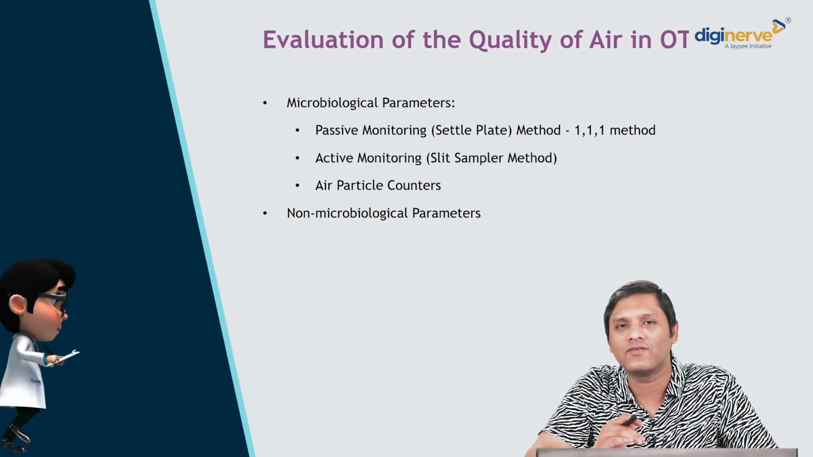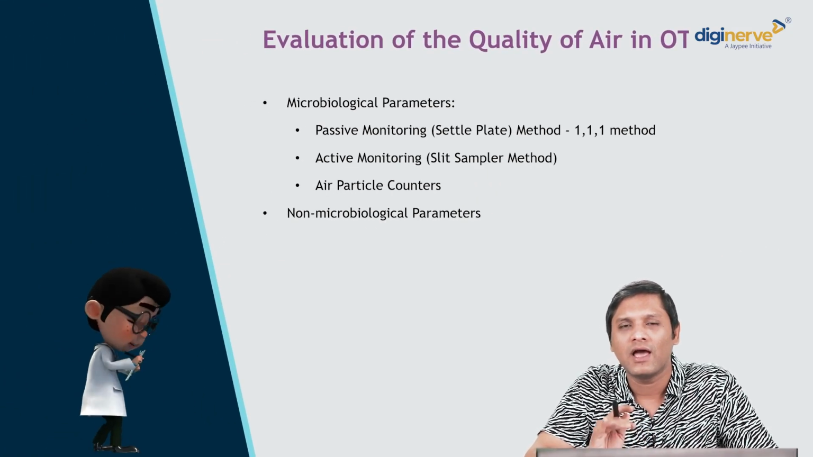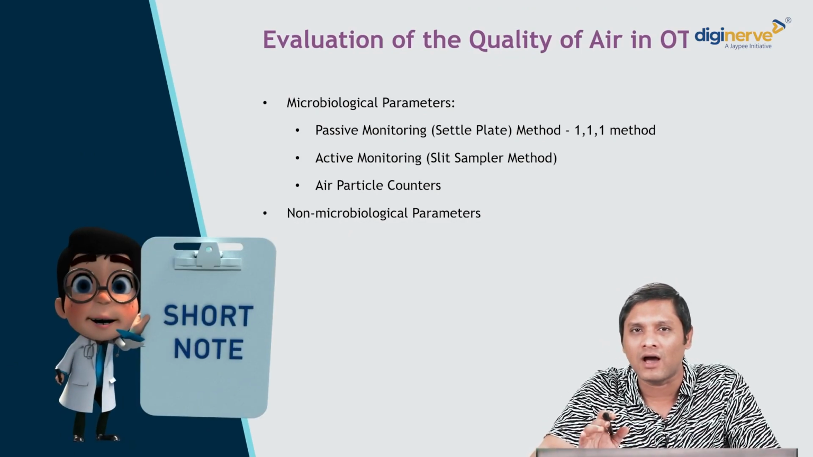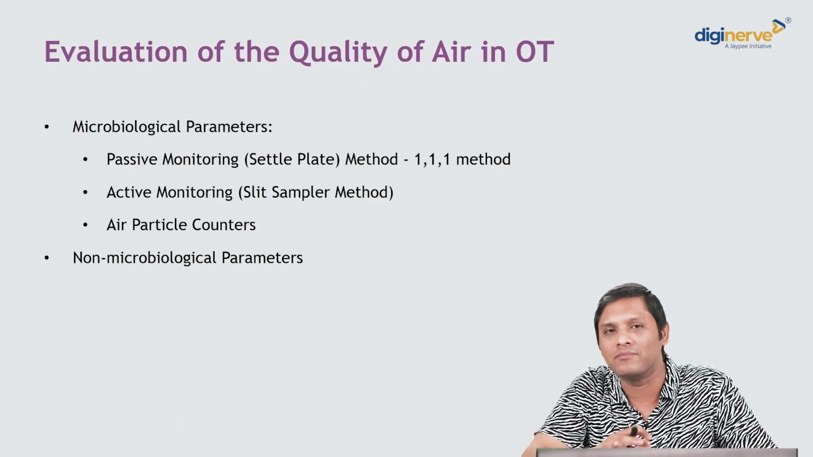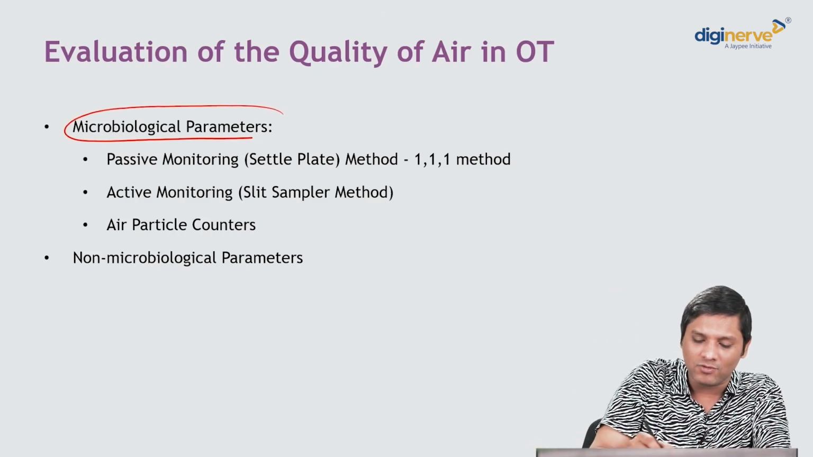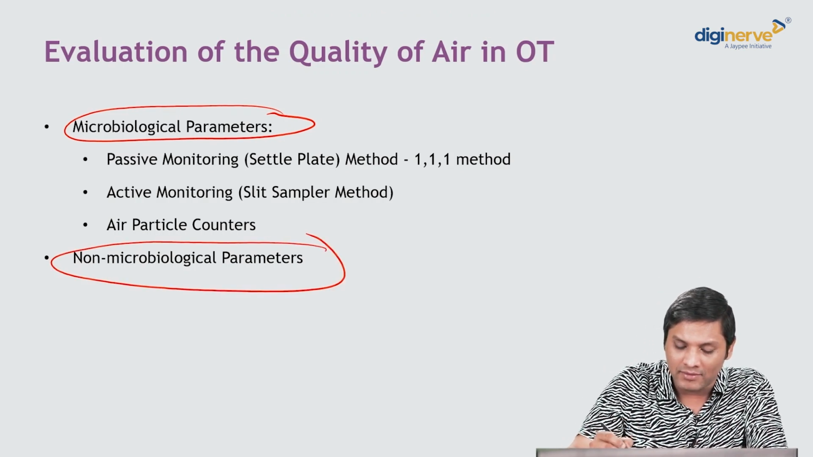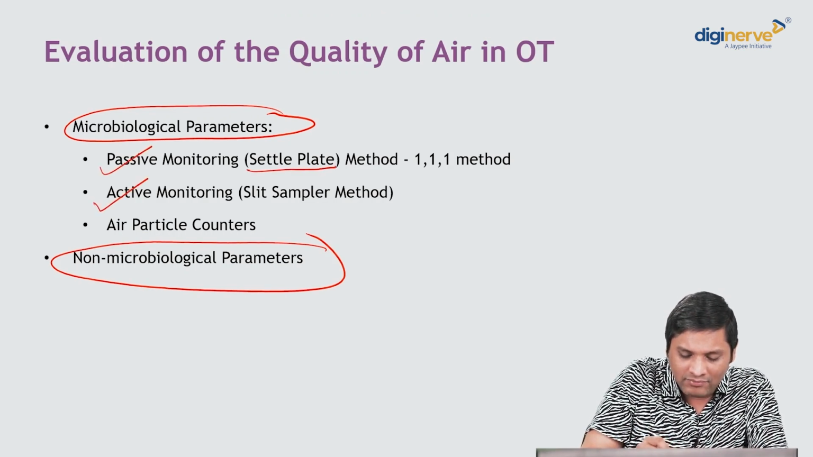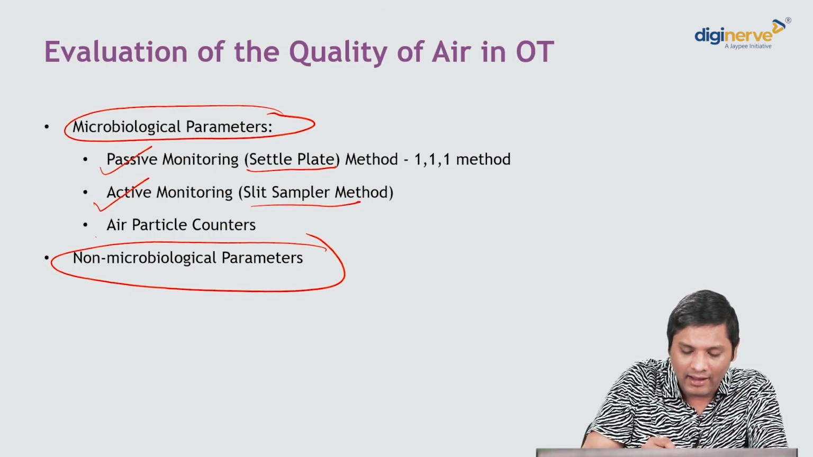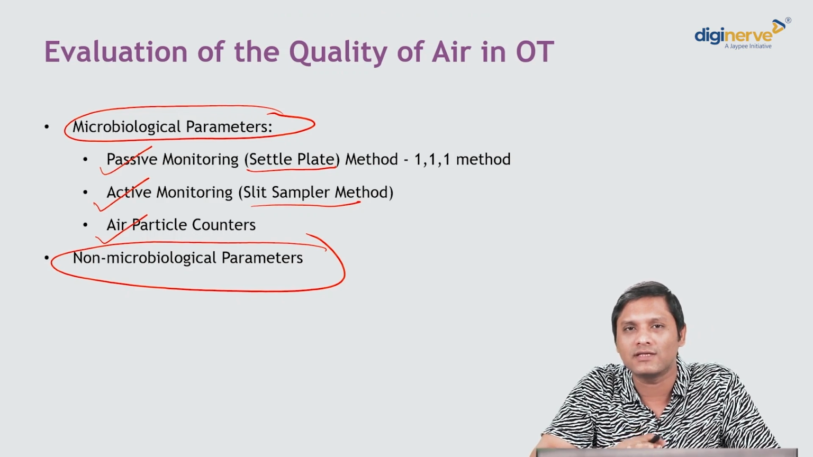Now we will see what are the various methods available for air surveillance. Air microbiology can be tested by various methods. So you know that air surveillance is most commonly performed in operation theatre. So what are the various methods available to evaluate the air quality in the operation theatre? The methods can be classified into microbiological method as well as non-microbiological method. Microbiological methods include passive monitoring by settle plate method, active monitoring by slit sampler method, and air particle counter method. So let us discuss one by one.